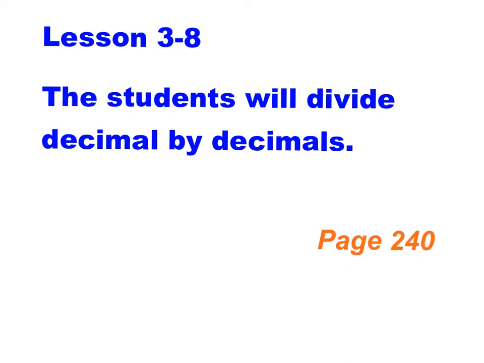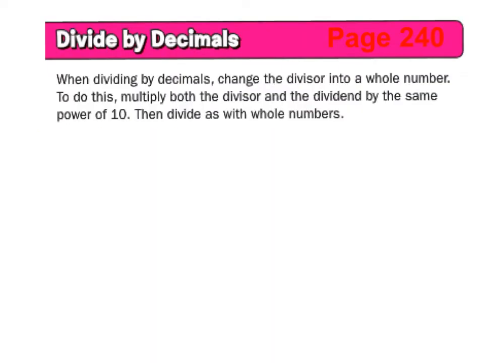Here we go with the last lesson in Chapter 3, Lesson 3.8. In this lesson, we're going to learn how to divide decimals by decimals. Open your books to page 240. So reading the directions on the top of page 240, we're dividing by a decimal. That's the only thing new, is that we're going to have decimals as divisors, and we haven't had that before.